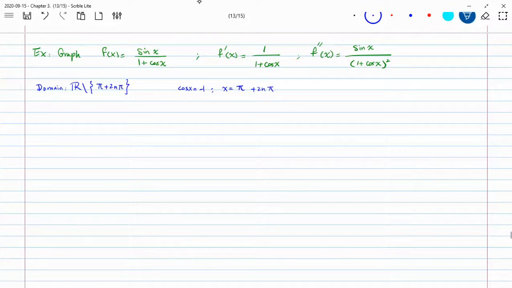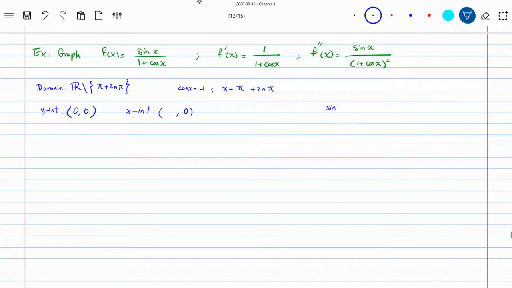So second step would be to find the x and y intercept. For the y intercept, replace x with 0. Sine of 0 is 0, so you'll get 0. And for the x intercept, when do you get the function to be 0? That means where do you get y to be 0? Set the function equal to 0, sine x divided by 1 plus cosine x equal to 0. This is 0 if the numerator is 0, so I don't really care about the denominator. Sine is 0 at x equal to 0, pi, 2 pi, and so on.